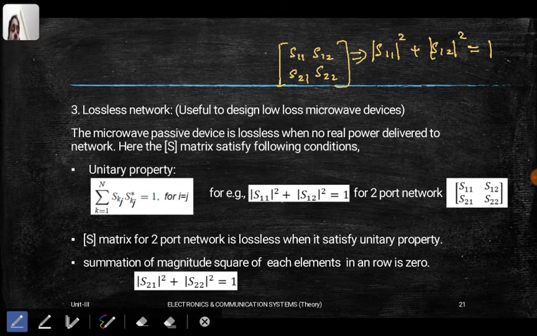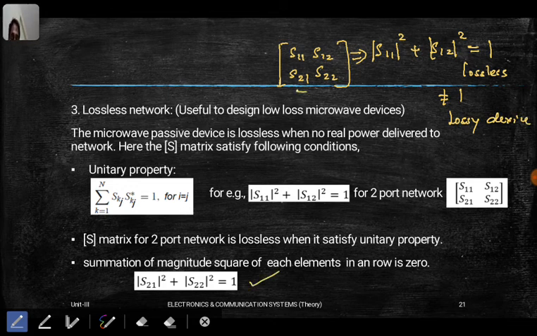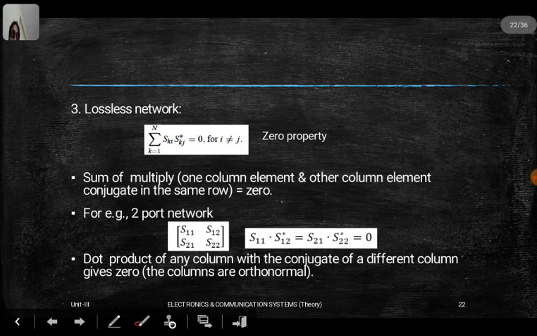Just look at this matrix, take the magnitude squared along the row, and add everything. If it comes to 1, it is lossless. If it is not equal to 1, it is a lossy device. Similarly, you can take the second row and do the same. The other property of a lossless network is the zero property. This time you take one element from the first column, take the conjugate of the element in the second column, multiply them and add everything. You are supposed to get 0.